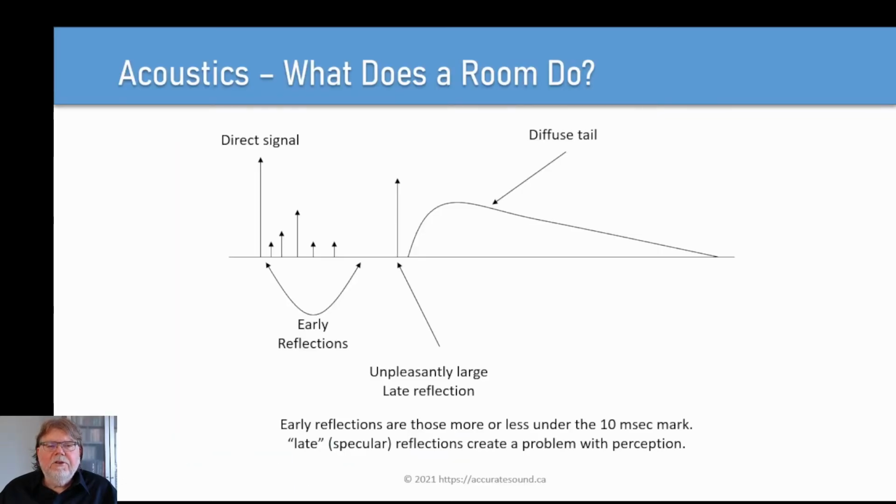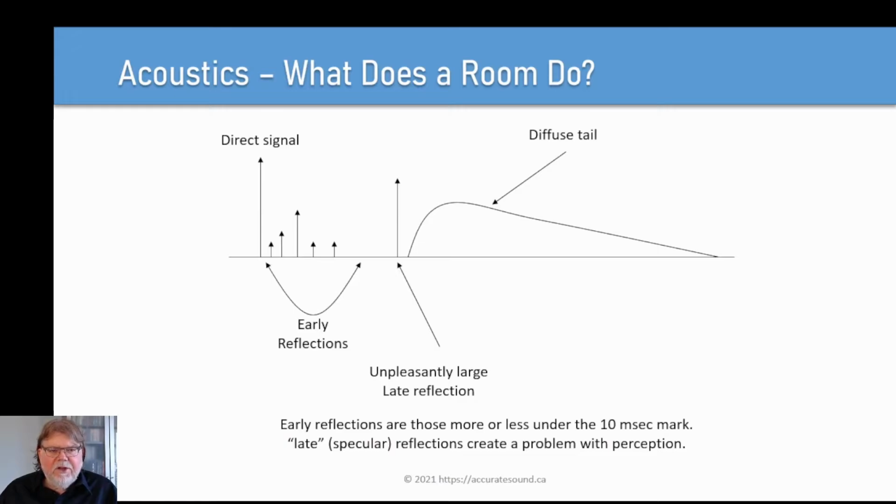This slide is from JJ's presentation. It is conceptually the impulse response in a room. Imagine speakers in a room and you are at the listening position. The first sound to arrive at your ears is the direct sound or the direct signal. Then some early reflections under the 10 millisecond mark arrive, and then we also see an unfortunate late large reflection, which we saw a great example of a couple of slides back. Then there is the broadband decay of the room, also known as the diffuse tail.